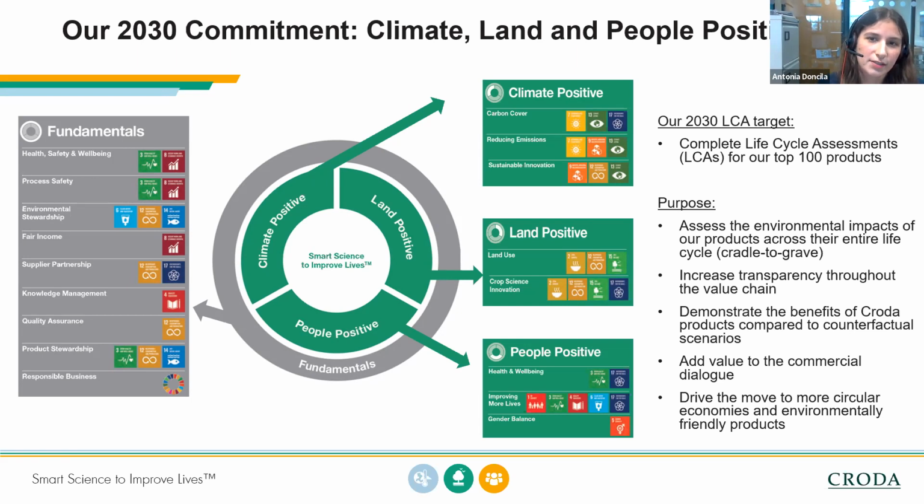One of our 2030 sustainability targets is to complete full LCAs, so cradle to gate LCAs for our top 100 products. These LCAs will help us assess the environmental impacts of our products throughout their entire life cycle, will help us increase transparency through the value chain in line with more stringent reporting requirements, will help us demonstrate the benefit of our products compared to counterfactual scenarios, will also add value to the commercial dialogue, and ultimately will drive the move to a more circular economy and more environmentally friendly products.